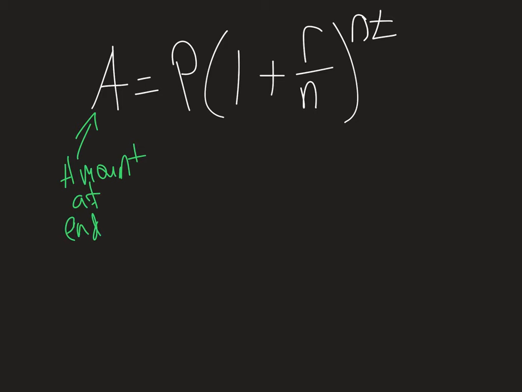So it could be money, could be population, could be whatever. Okay, P, this is what is usually referred to as the principal, and that is like a financial term. Basically what this means is your initial amount. So the amount of money you have to start with, the amount of population you have to start with, the amount of whatever you have at the beginning, at t equals 0.